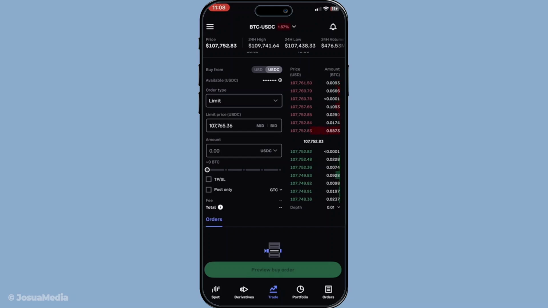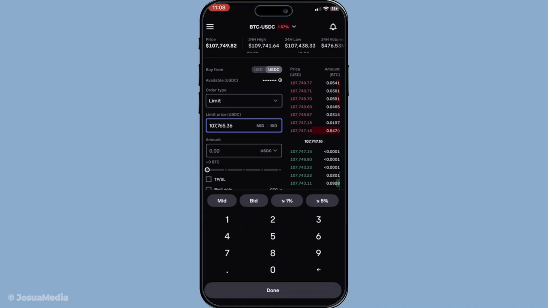With your order type selected, it's time to enter the price at which you want to buy or sell. This gives you a point of control over your transaction. Unlike market orders, which execute instantly at the current price, a limit order ensures that your trade will only execute at the price you have set. No more, no less. So carefully consider the current market conditions and set your price accordingly.